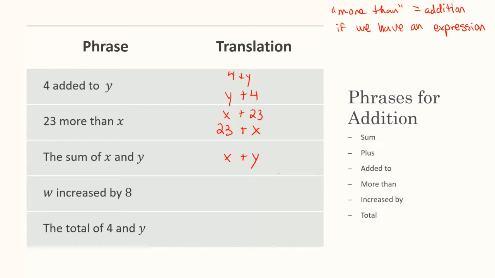And w increased by 8. So we have w, and then we're increasing it by adding 8 to it. And then the total of 4 and y, that's going to be 4 plus y. So it's just like the first one where it says 4 is added to y. But generally 4 added to y is translated as y plus 4, while the total of 4 and y would be 4 plus y. But they're equivalent because the order for addition does not matter.